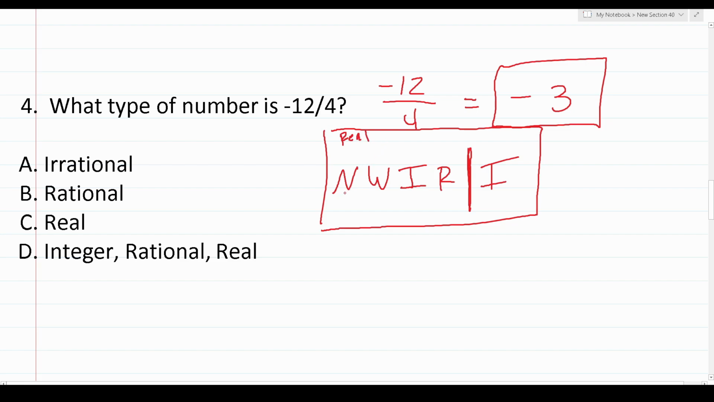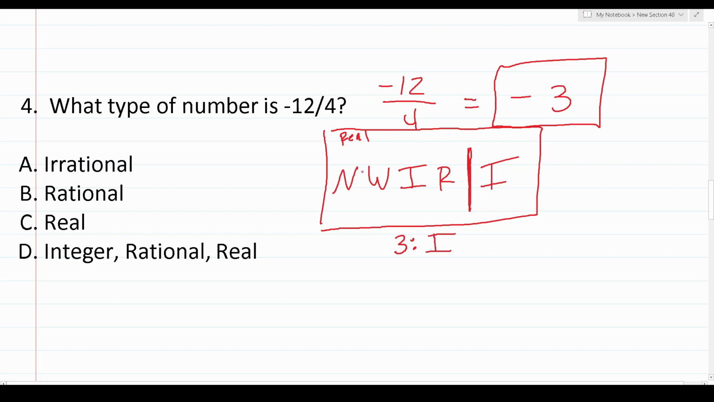What is a natural number? A natural number is your counting numbers, such as 1, 2, 3, 4, and 5. What's a whole number? A whole number is your counting numbers plus 0, so 0, 1, 2, 3, 4, and 5. An integer is a whole number plus negatives, so -3, -2, -1, 0, 1, 2, 3, 4, and 5. And that's what we have here. -3 is an integer, so I'm going to say it's an integer.